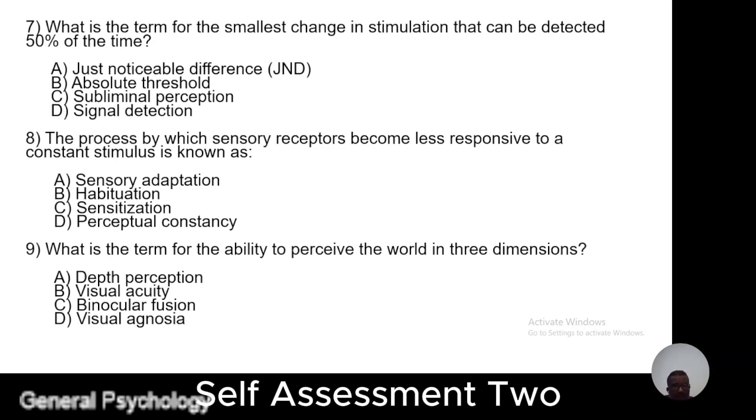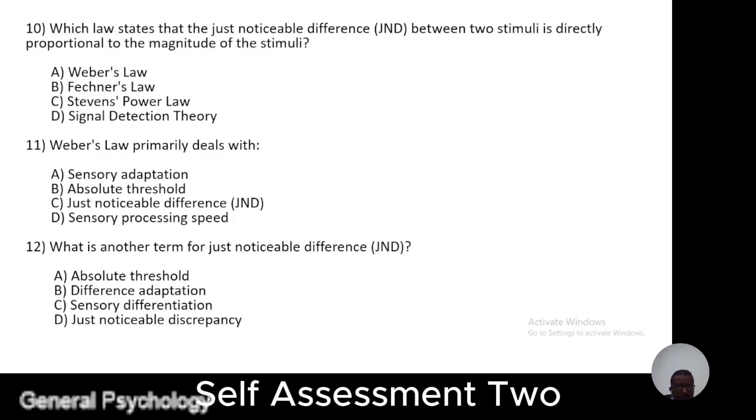Question number 9. What is the term for the ability to perceive the world in 3 dimensions? A, depth perception. B, visual acuity. C, binocular fusion. D, visual agnosia. Question number 10. Which law states that the just noticeable difference, or JND, between two stimuli is directly proportional to the magnitude of the stimuli? A, Weber's law. B, Fechner's law. C, Stevens' power law. D, signal detection theory.